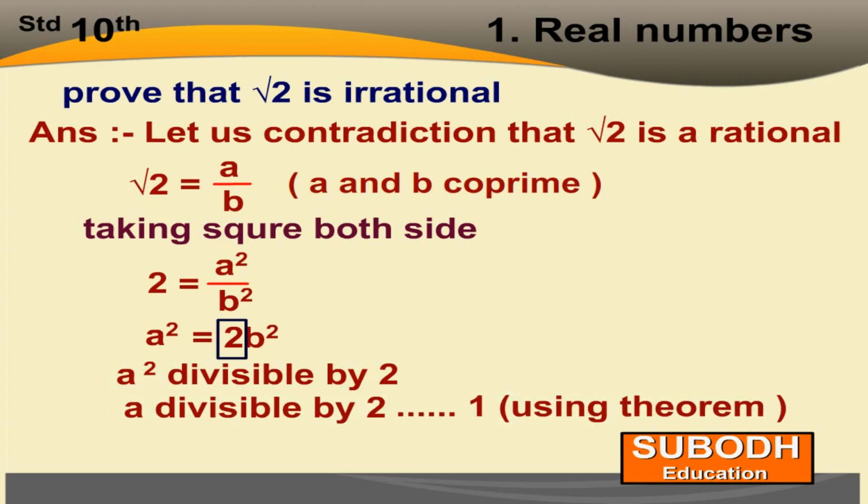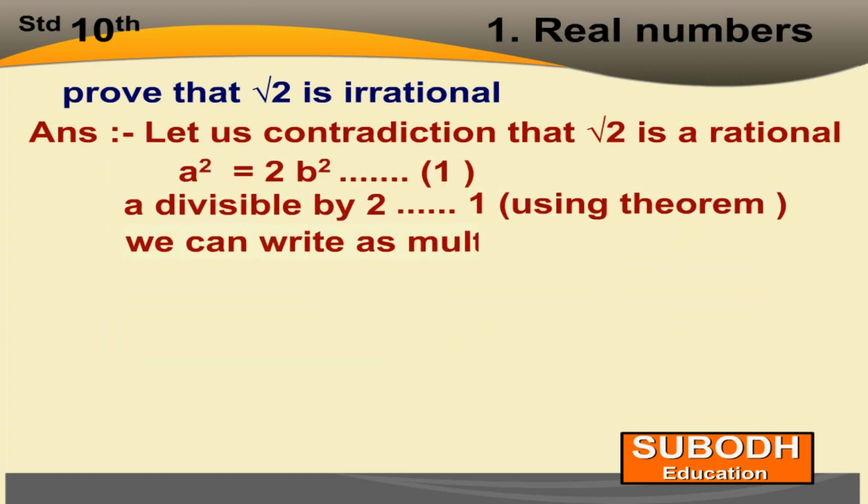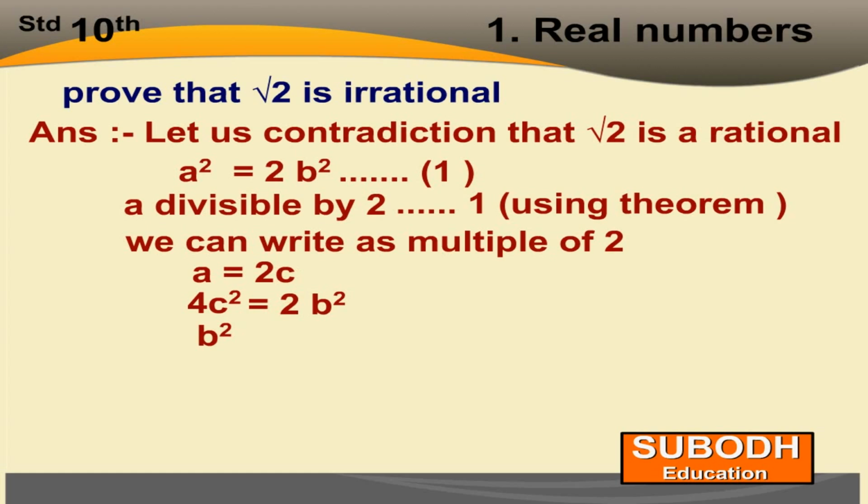By Theorem 1.1, a can be written as a multiple of 2. Therefore, a is equal to 2 times another factor, let it be c. Putting this value in the first equation: a square means (2c) square is 4c square, which is equal to 2b square. Dividing both sides, b square is equal to 4c square divided by 2, which is 2c square.